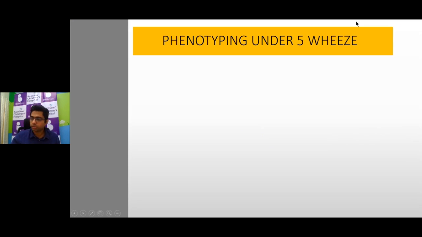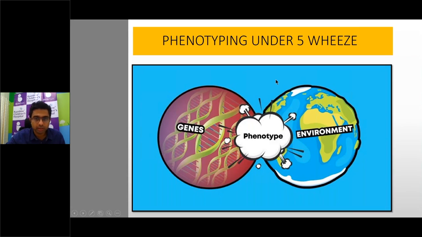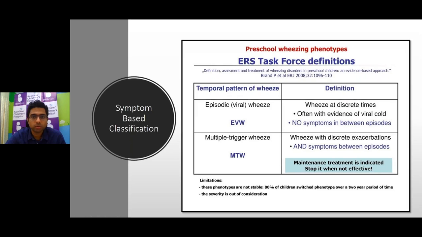So how will you classify phenotypically under five? Things change with time, evolve with time. So there are some important classifications which we need to know, and we will also look at the current classification proposed by the Global Initiative for Asthma, the GINA guidelines. There is one thing known as symptom-based classification. What is this symptom-based classification?